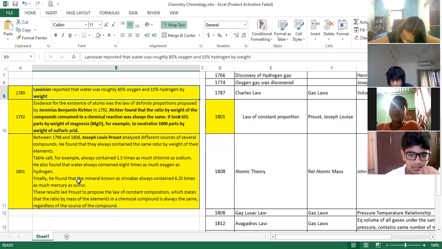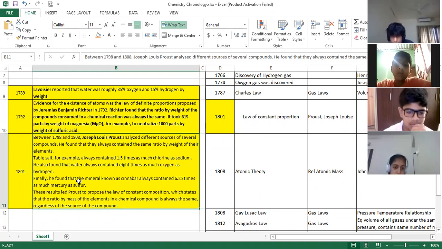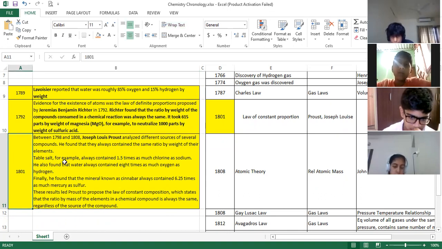But if you come here, the focus is on percentage by mass. Okay, proportion. Now you come and read this. Kalash, can you please read this? 1801.